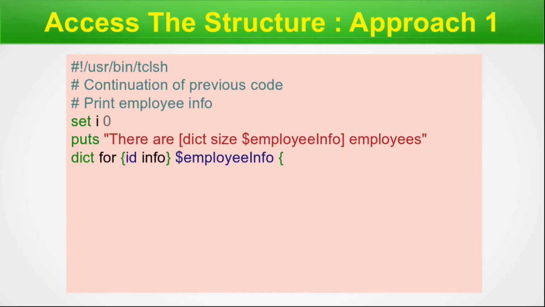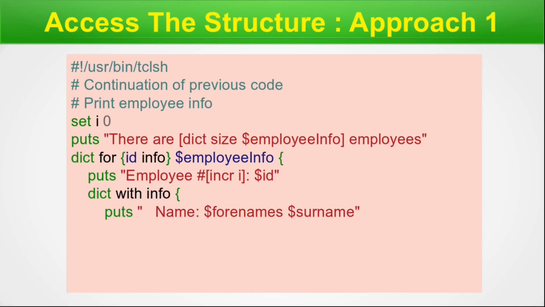And then we are using dict for, with a short list of two variables, that is id and info, okay. We are using dict for, going to the employee info, and we use the puts command to print out the id, okay. We are using dict with info, this particular procedure, okay. Puts name, forename and surname. We are accessing dict with info for this particular employee ID. So info is the value.